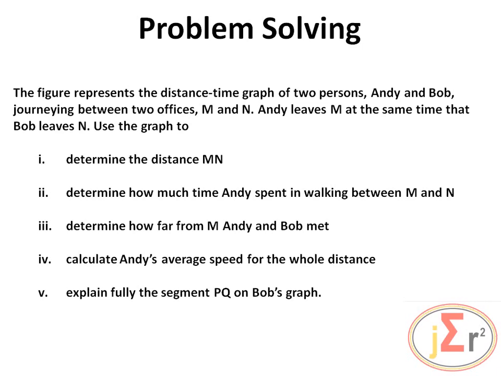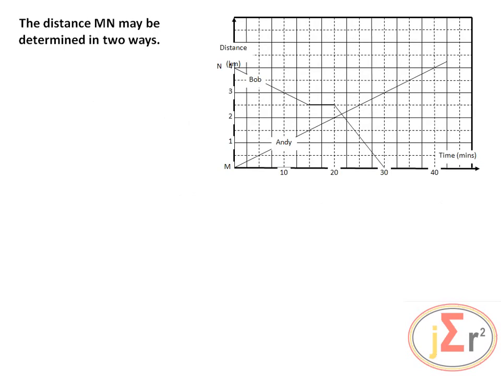2. Determine how much time Andy spent in walking between M and N. 3. Determine how far from M Andy and Bob met. 4. Calculate Andy's average speed for the whole distance. 5. Explain fully the segment PQ on Bob's graph. The distance MN may be determined in two ways. The first is by counting the number of units between M and N.